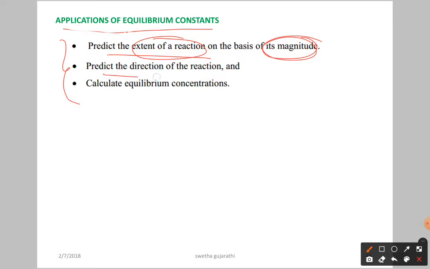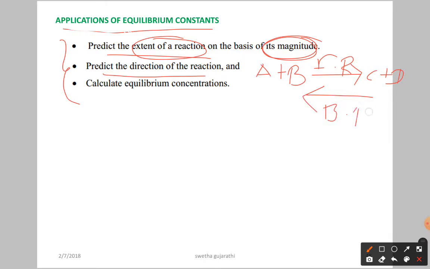Next, prediction of direction of reaction. For example, we have the equation A plus B gives rise to C plus D. This is a forward reaction. Now if you go for the backward reaction, C plus D gives rise to A plus B. This is called a backward reaction. Based on the equilibrium constant, you can tell whether the reaction is going forward or moving backward. That is the prediction of direction of reaction.